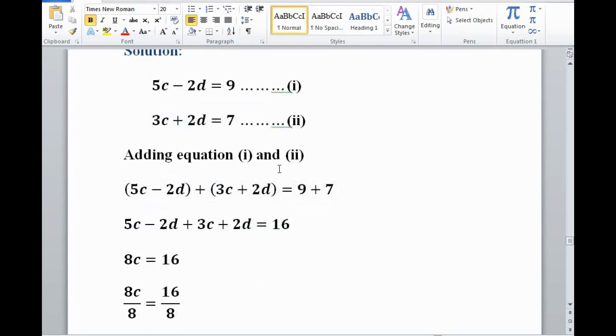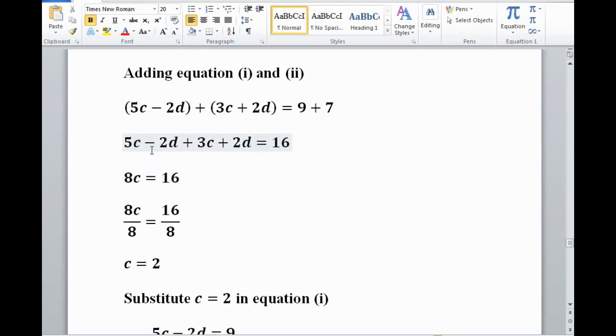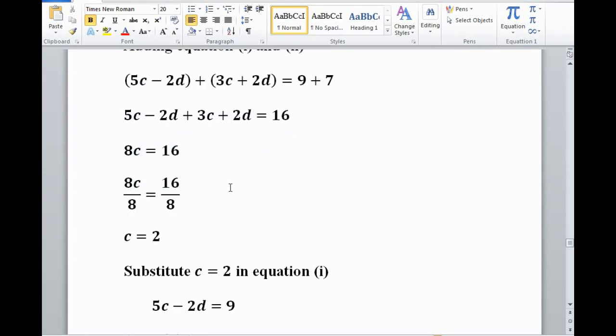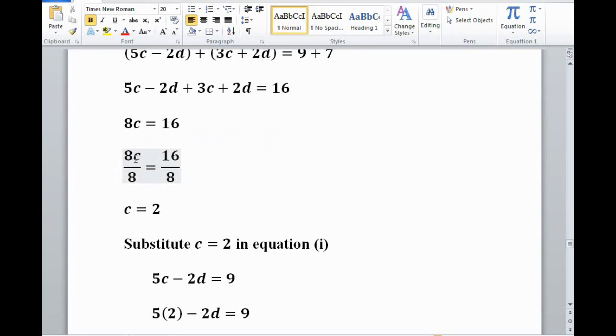And if I add equation 1 to equation 2, then the left side of equation 1 is 5c minus 2d, plus the left side of equation 2 is 3c plus 2d, equals right side 9 plus 7. Simplify: we get 5c negative 2d and positive 3c positive 2d equals 9 plus 7, 16. Now as we know that positive 2d will cancel out negative 2d, so we have 5c plus 3c, their sum is 8c equals 16.